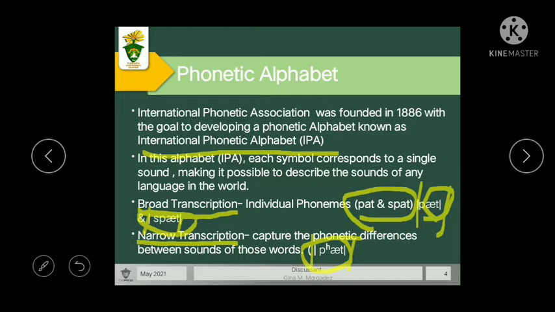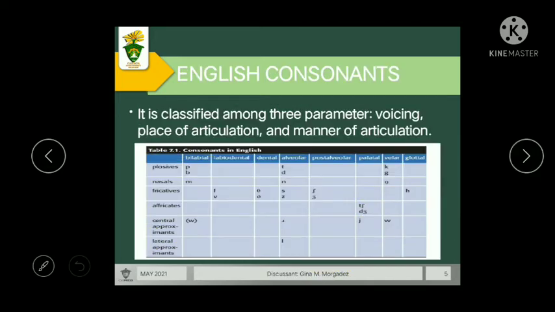To provide a more detailed description of the IPA, in the next slides we'll be discussing the consonant and vowel sounds, the vowels and consonants in English. English consonants are classified along three parameters: voicing, whether it is voiced or unvoiced, place of articulation, and manner of articulation, as discussed a while ago. To introduce this notion, one type of consonants, the plosives, will be described before the entire range of consonants in English is presented.